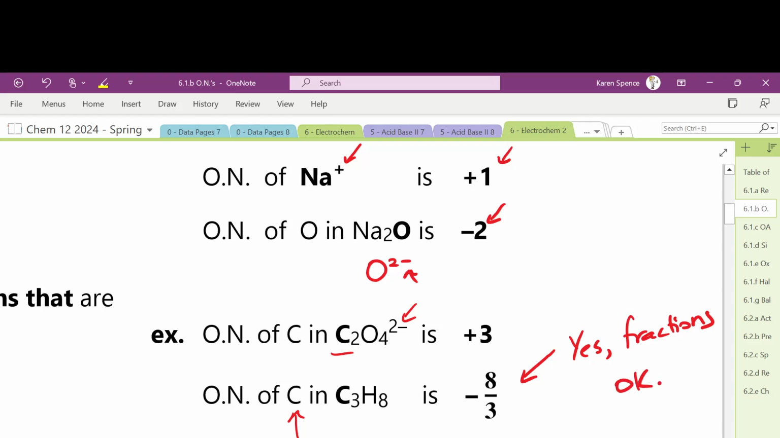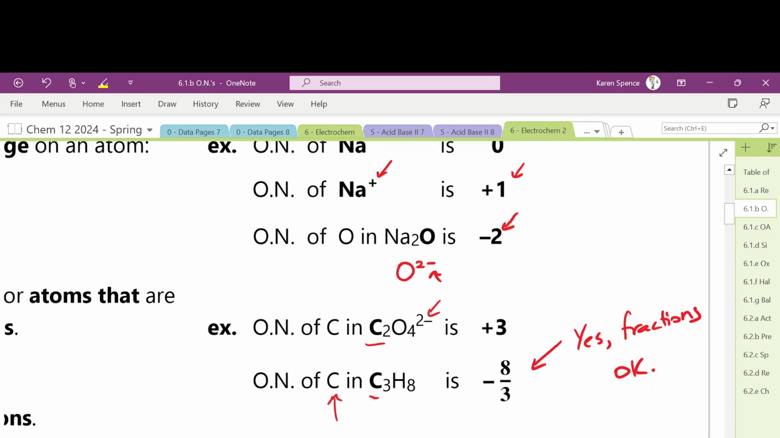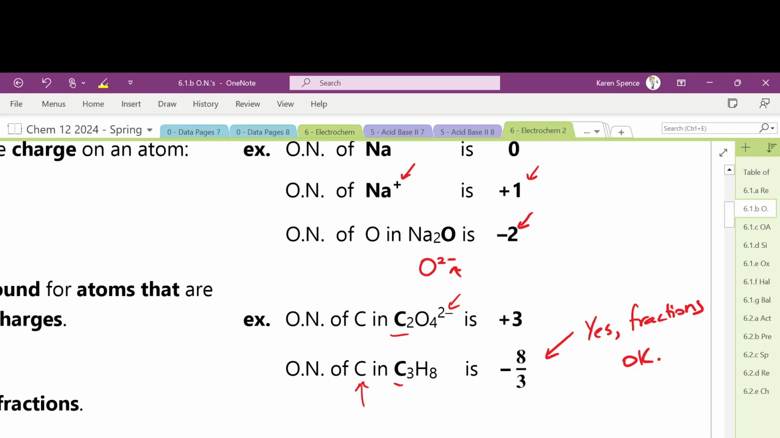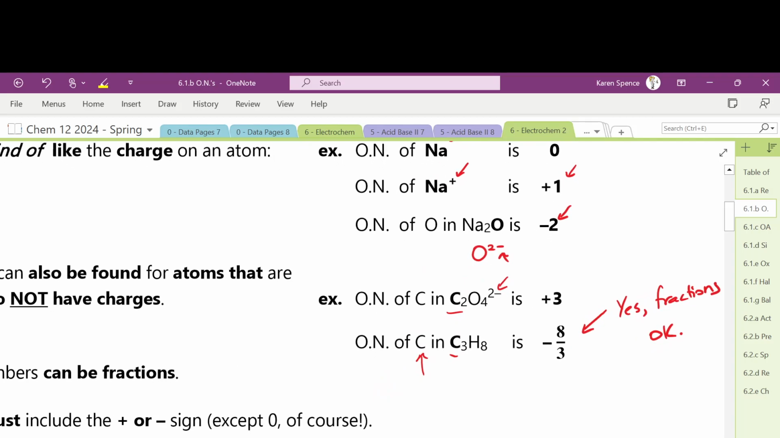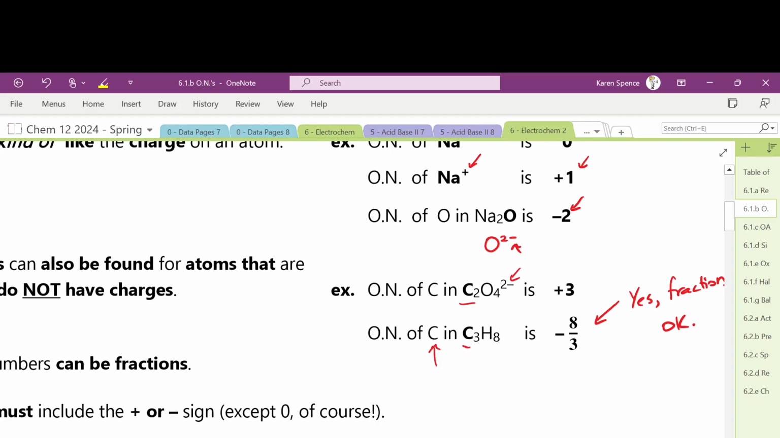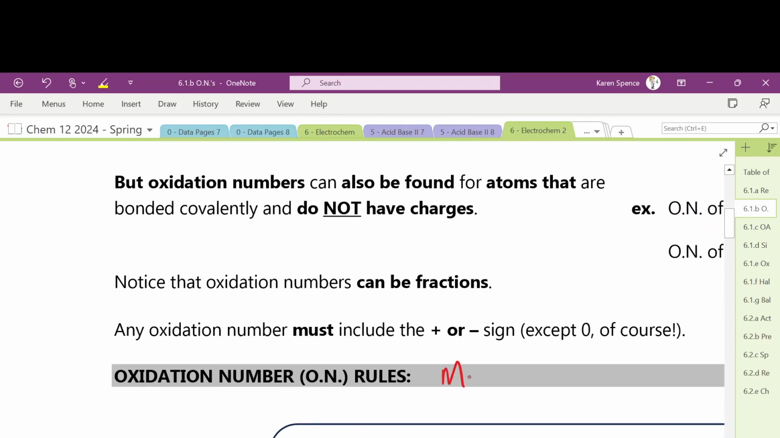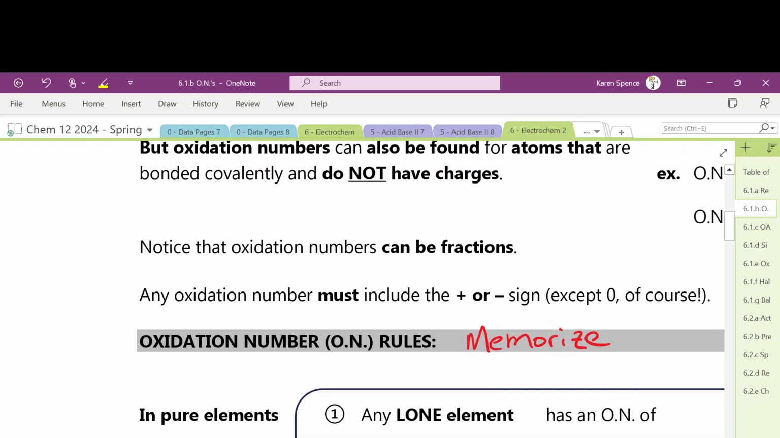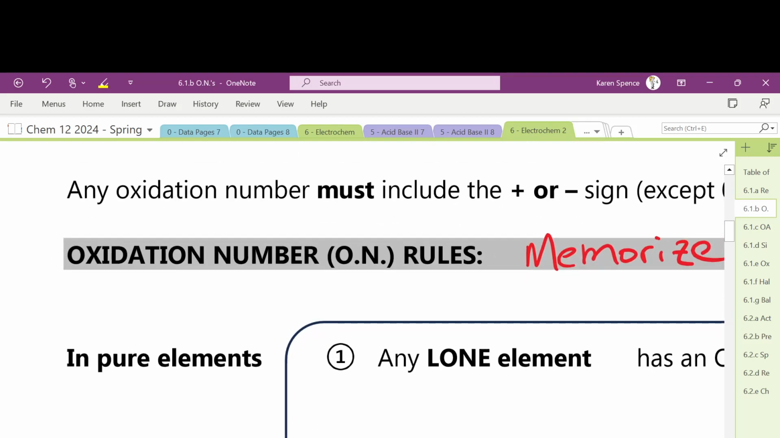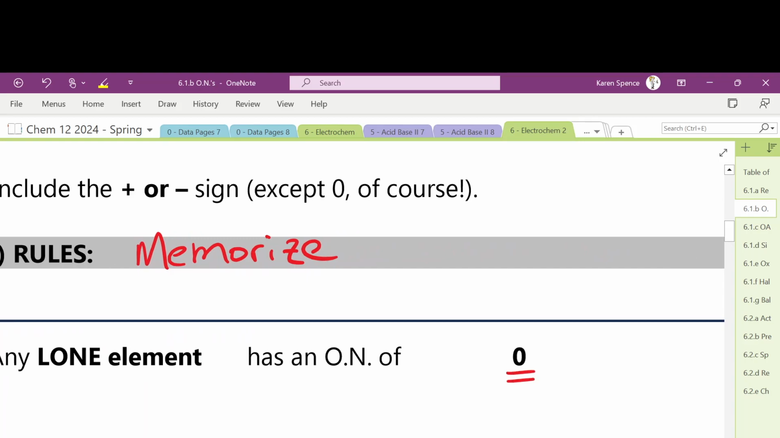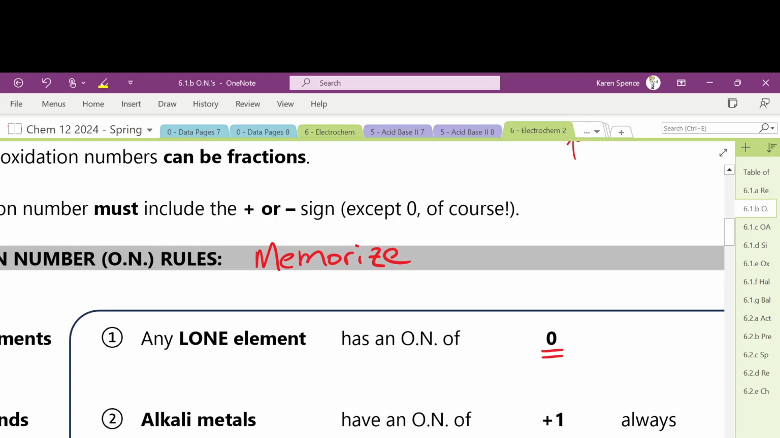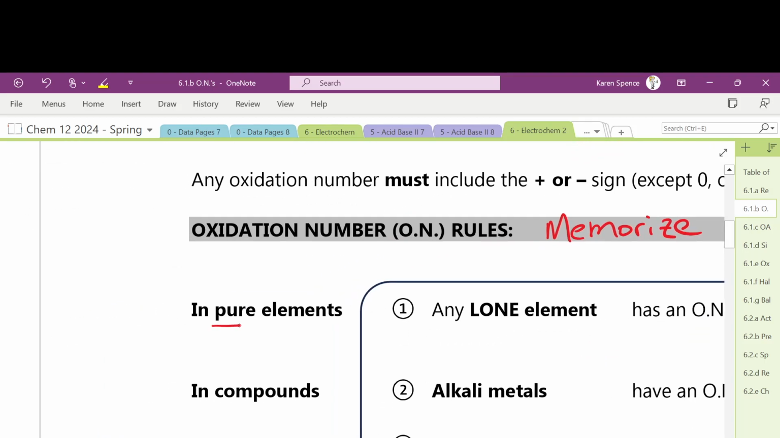All right? So in order to figure out these more complicated ones, like what is carbon in C2O4 2-, and why do I get an 8/3? That's crazy, man. We're going to need to learn some general rules. So you need to memorize these. Pure elements. What is the oxidation number of any pure element? 0. Any lone element, any pure element, has an oxidation number of 0. So those are pure elements.